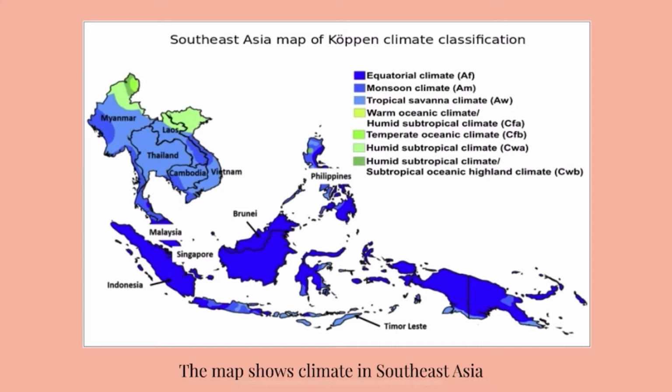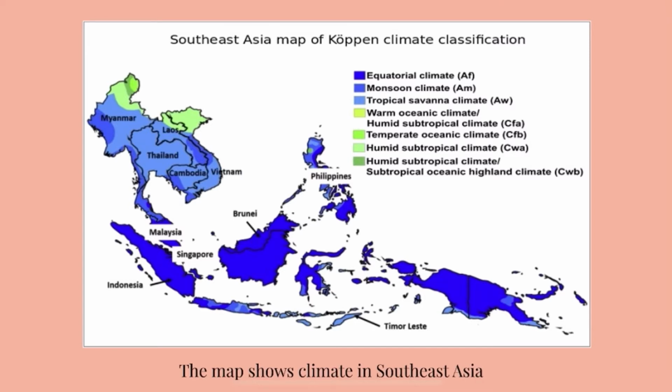In this map, it shows the climate in Southeast Asia. There are 7 climate classifications. Number 1, equatorial climate (Af). Number 2, monsoon climate (Am). Number 3, tropical savanna climate (Aw). Number 4, warm oceanic climate or humid subtropical climate (Cfa).